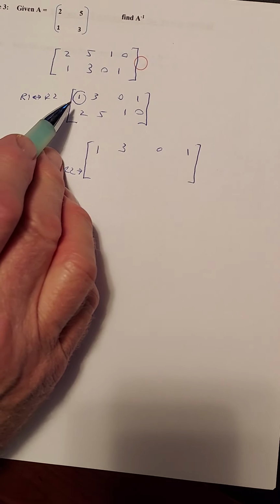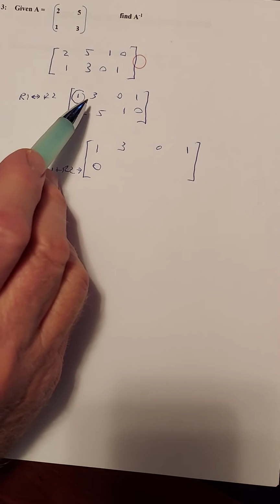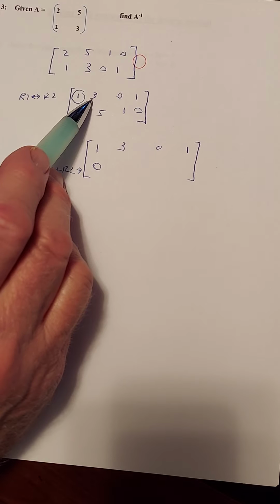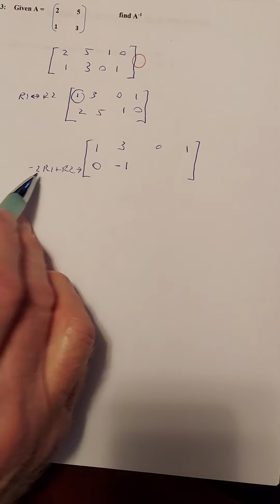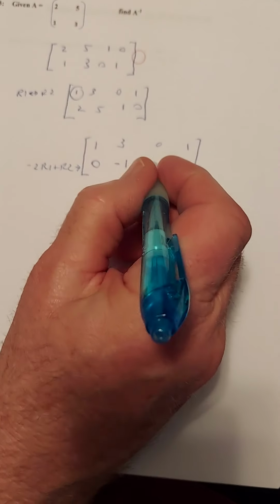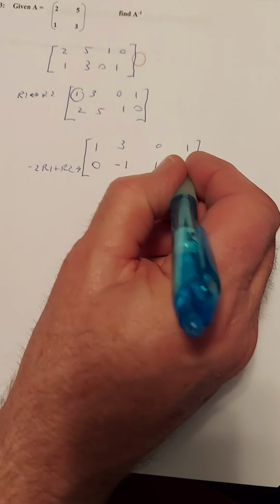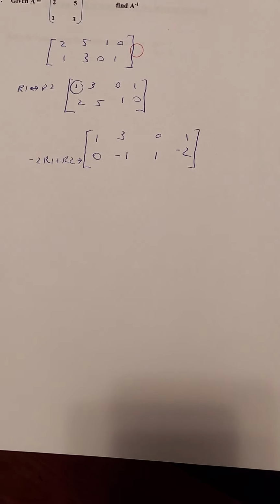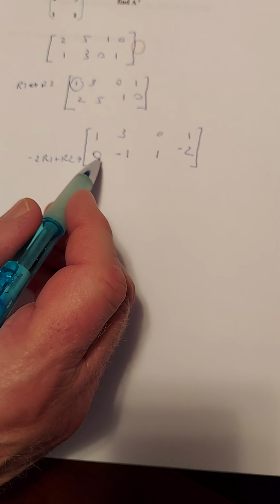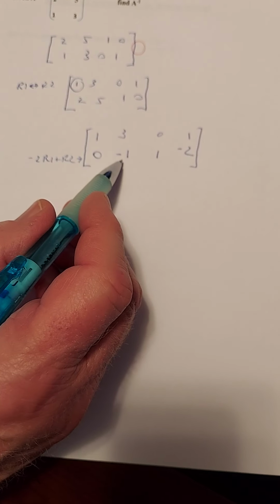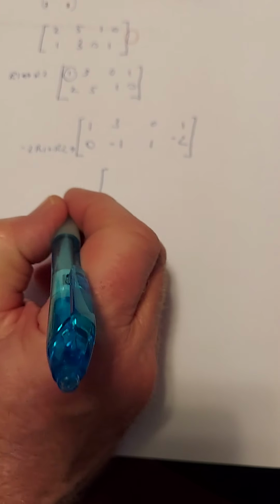So -2 times 1 is -2 plus 2 is 0. We knew that. -2 times 3 is -6. -6 plus 5 is -1. -2 times 0 is 0, plus 1 is 1. And -2 times 1 is -2, plus 0 is -2. First column is the way I want. I got a 1 and a 0. Now I want to get a 1 over here where I got -1. This will be easy. All I have to do is take the opposite of row 2.